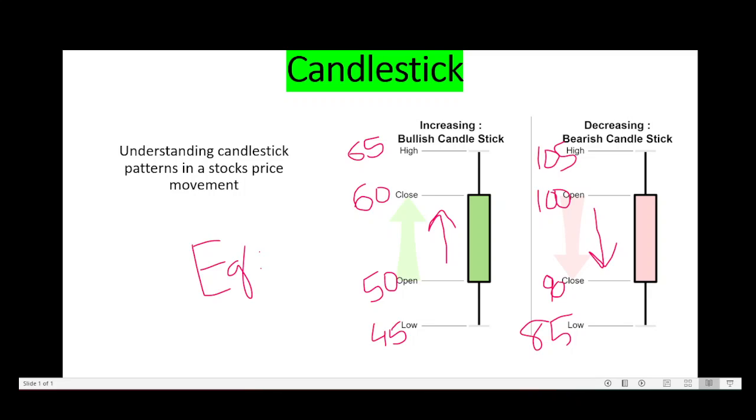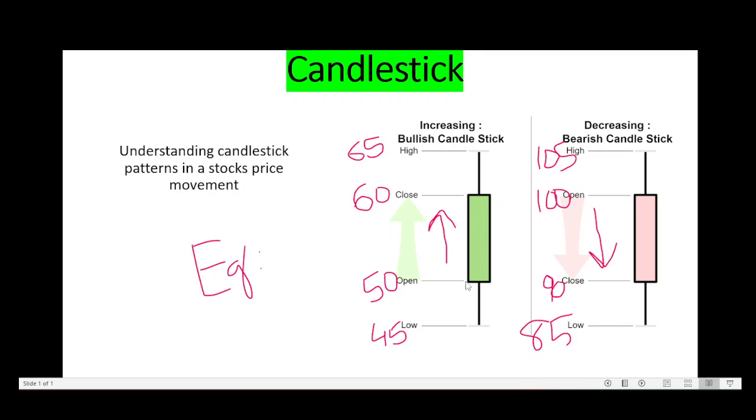Now you can select the time frame, either 1 minute, 5 minutes, 10 minutes, or 1 day, 1 week, 1 month, 1 year. According to that, if the time frame is 1 minute, this candle is formed in the entire 1 minute. If the time period is 1 month, this is the starting day of the month, and this is the ending day of the month. So this candlestick represents a whole month. But as of now, I am taking the 1 minute candlestick.